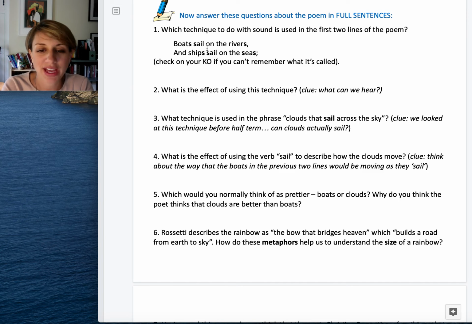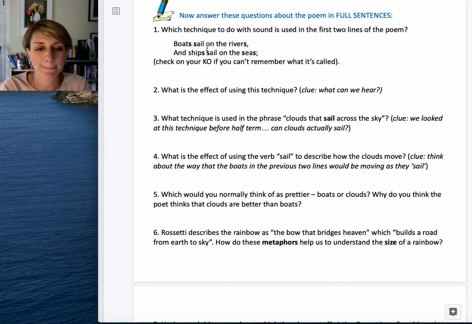What is the effect of using this technique? When we say what's the effect, it's saying, how does it make you feel? What does it make you think of? You might need to read the line 1, 2, 3 more times and think about it. What can you hear when you read those lines?